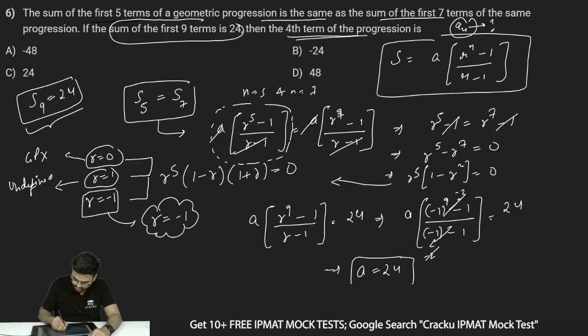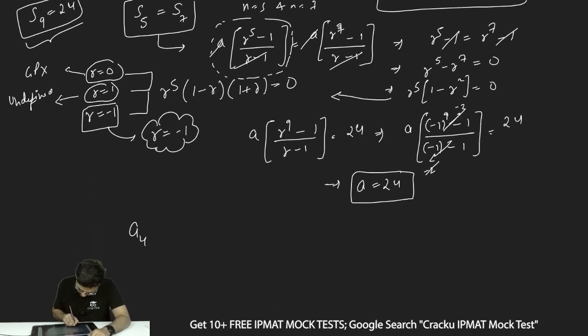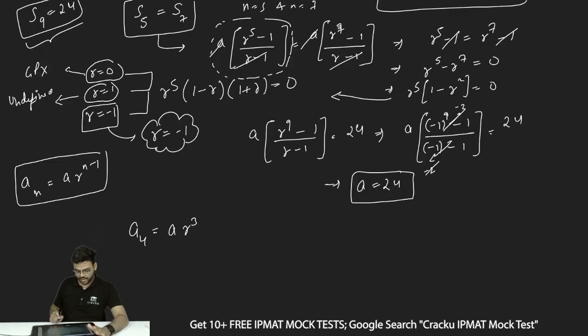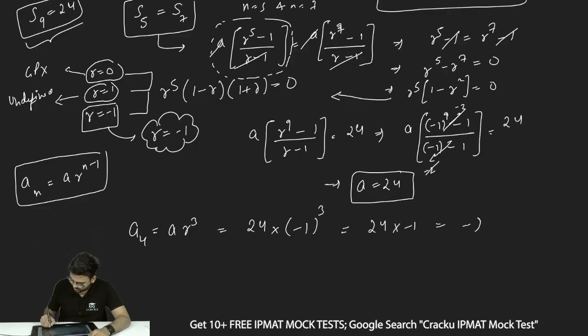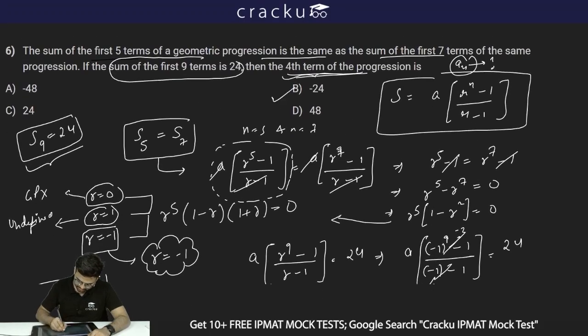Now I have to find out the fourth term of the progression. A n is a into r to the power n minus 1. So A4 will be a r cube, which is equal to 24 into (minus 1) to the power 3. So 24 into minus 1 is equal to minus 24. So the fourth term of the progression will be minus 24, and therefore option B will be the correct answer.